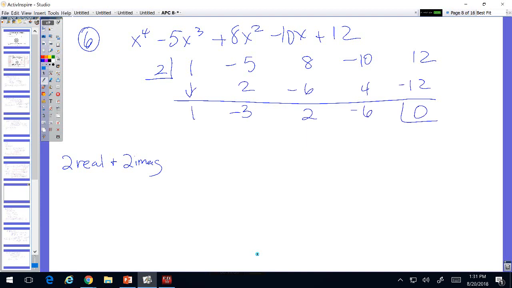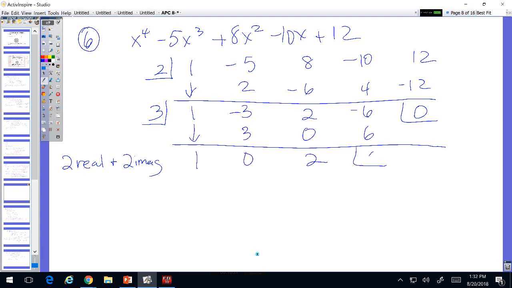All right, so the other one we could see was 3. So we bring it down, we multiply, we add, we multiply, we add, we multiply, and once again, we celebrate. Because we know that remainder has to be 0. Now, what does this gobbledygook of 1, 0, 2 mean? It means 2 is our constant, 0x is our linear term, and x squared is our quadratic. So what I'm left with is x squared plus 2.